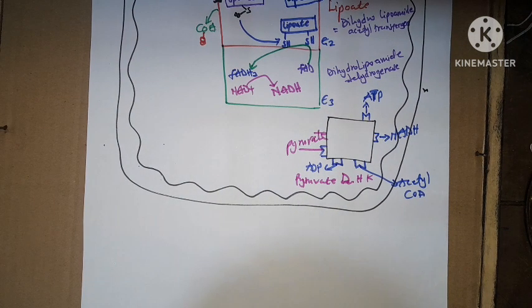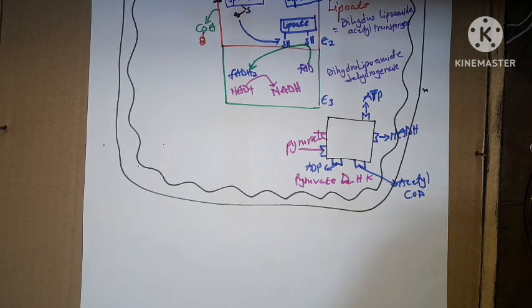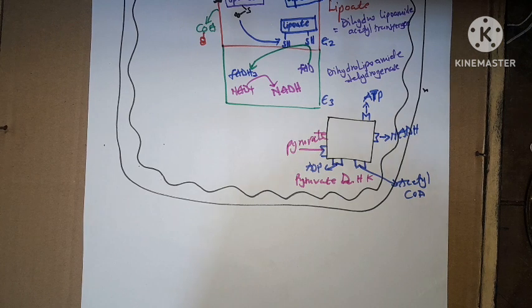So enzyme 1 can directly be inhibited by ATP and NADH. And this is when we have too much ATP and NADH. ATP and NADH are direct inhibitors of enzyme 1.